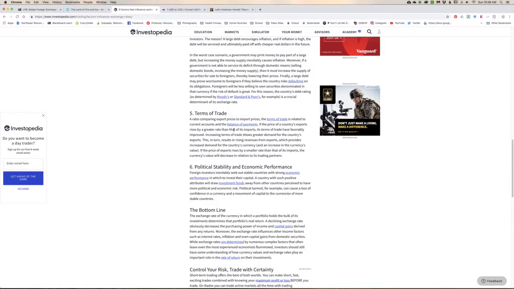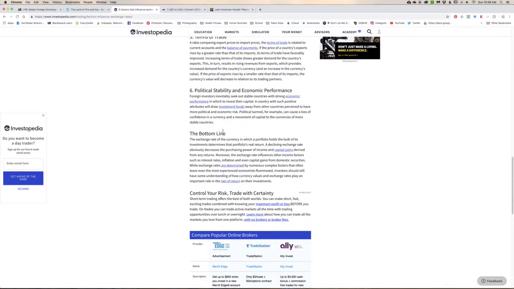And then in terms of trade, the export prices to import prices is really related to current accounts and balance of payments. If you have rising revenues from exports, that increases the demand for your currency. So that all plays into it. An example is if you put a lot of tariffs and you don't have people wanting to buy your product, then you are definitely impacting the terms of trade so that the balance of payments becomes skewed and probably will lower the value of your currency. So that's how that is tied into that.